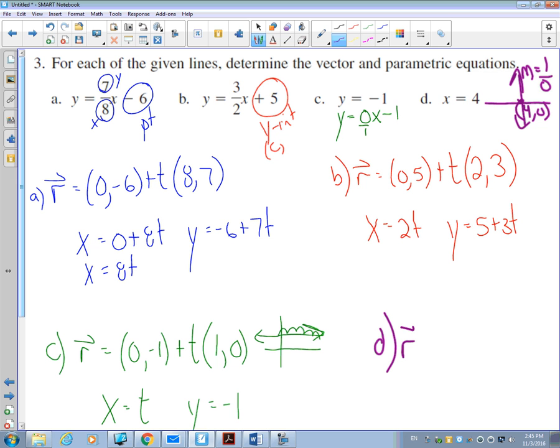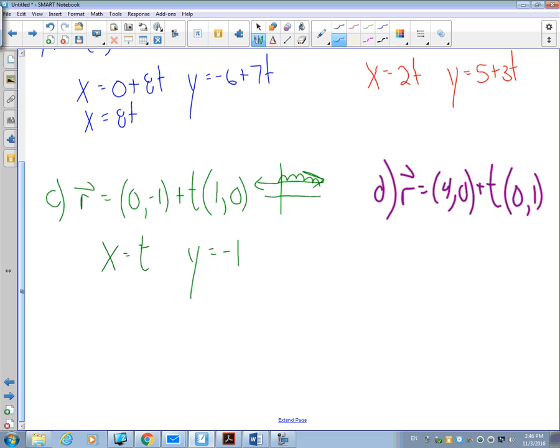So vector form, I've got the point 4, 0, x is 4. And my direction is I just want to go up and down. I don't want to move left or right, so no x direction, just up or down. Again, I can use the scalar multiple for the y value there. Okay, so 0, 2, 0, 3, and so on. In this case, my parametric x equals 4 and y equals t.